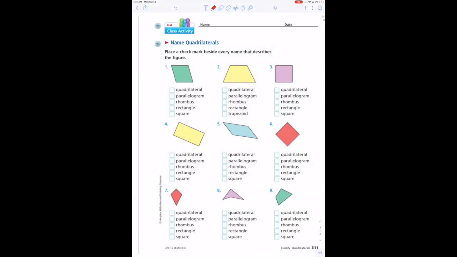Okay, here we go today. We need to open up our student activity book to page 311 and 312. What we're going to do today is classify quadrilaterals and the different types. So we need to open up to page 311 and 312 in your student activity book. I'm going to give you a second to do that. Go ahead.